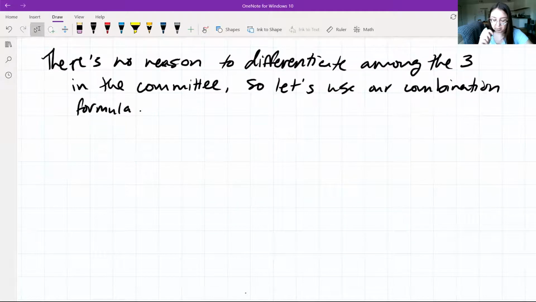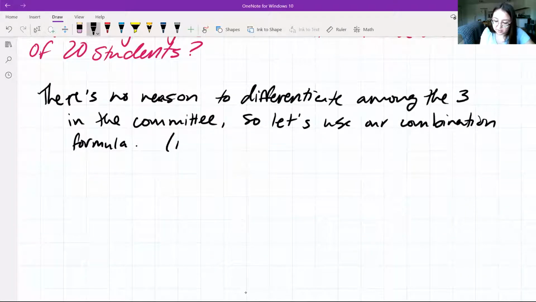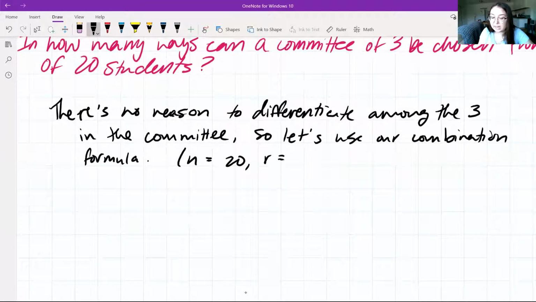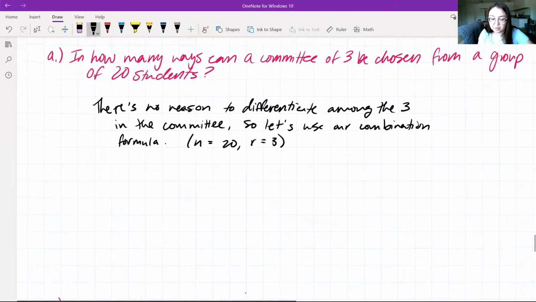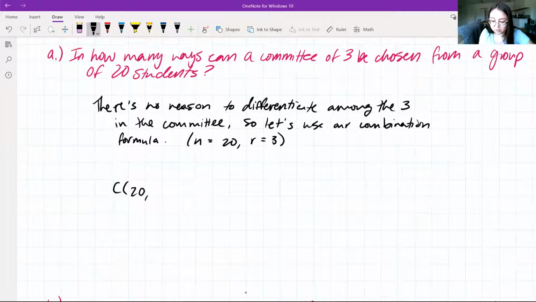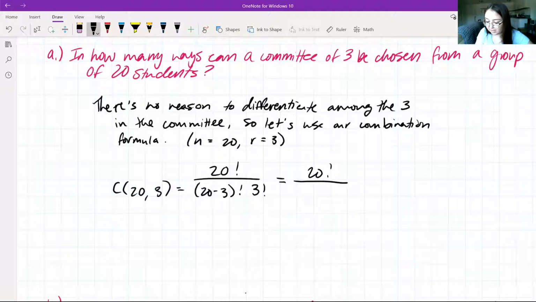All right, so if we use our combination formula, we're going to say that our entire group we know is 20 students. So we say n is equal to 20. We're choosing 3 to be on a committee. So we're taking 3 at a time. So our r is equal to 3. And we know we need to use our combination formula. So we have combination of 20 comma 3. This is going to be equal to 20 factorial divided by 20 minus 3 factorial times 3 factorial. I didn't need a line that large. So now let's simplify. As always, we get 20 factorial divided by 17 factorial times 3 factorial.